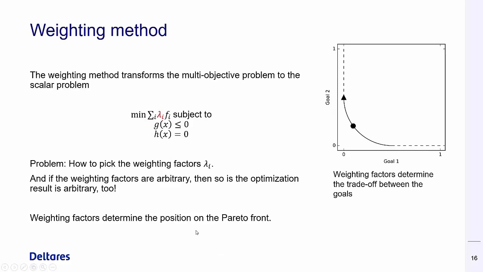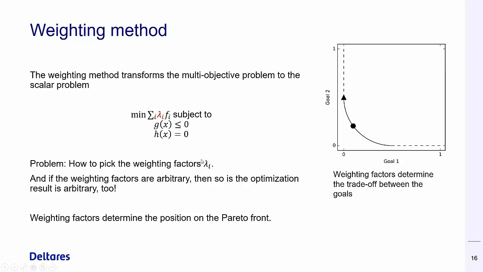And the weighting method is used to transform the multi-objective problem into a scalar problem, and we introduce a weighting factor, and this weighting factor allows us to tune which goals get a bit more emphasis than the others. But the question in practice, as we have experienced, is how to pick the weighting factor lambda. This is a matter of choice.